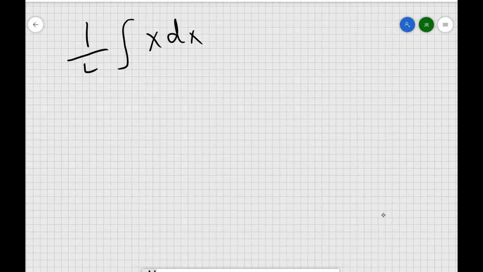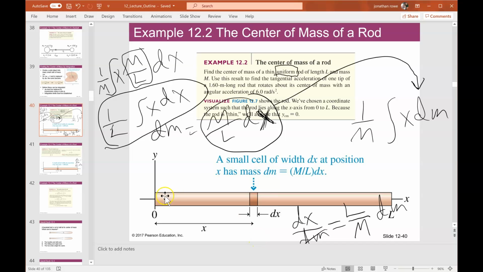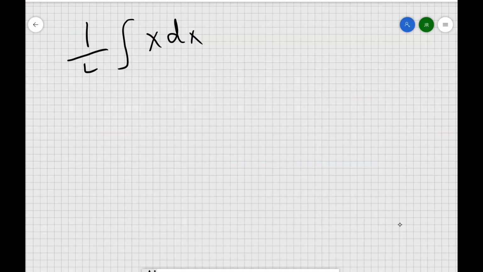Now, what about the limits of integration? Let's look back and think about that. This integral is going to go from, as x goes from what to what? Well, x goes from 0 all the way to the full length of this rod, so all the way to L. So 0 to L are my limits of integration. All right, so let's integrate this thing.